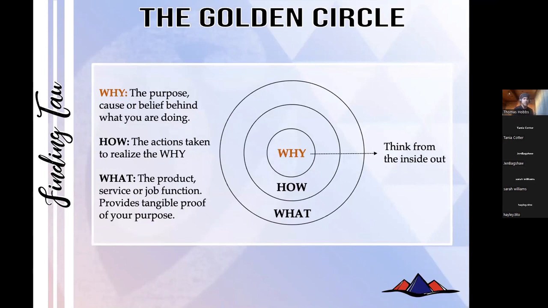So our why is the purpose, our cause or belief behind what we're doing. From there, once we've developed the purpose, we can look at how to actually action it, okay? That's the actions taken to realise the why, as opposed to realising just the what it is. And once you've got your purpose, your vision, and the learnings behind how you'll implement it, that's when you can look at what it might look like within your kura. So the product, service, or job function, in our case, is the actual learning. Once we start with our purpose, that what is actually tangible evidence and proof of that purpose.